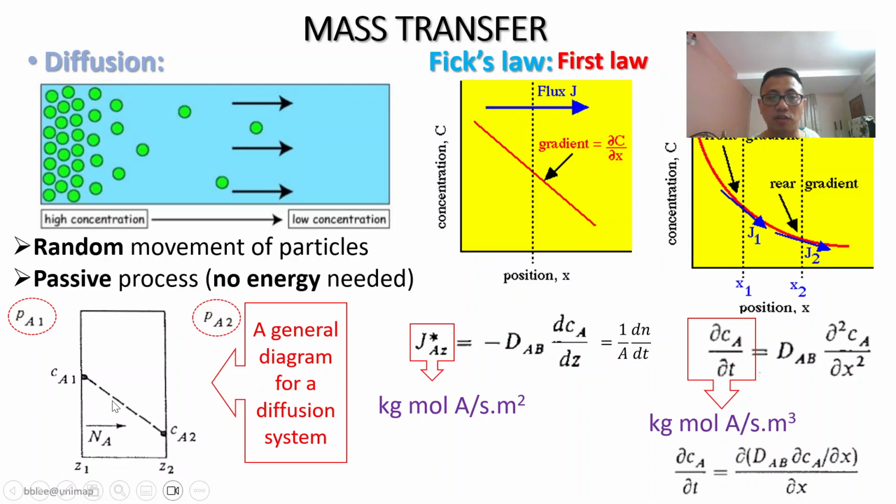positive because the concentration gradient is negative. That means moving from high concentration to low concentration. Our Ca2 minus Ca1 is a negative value, so we get a positive flux. We can calculate not only by concentration, we can also use the partial pressure.